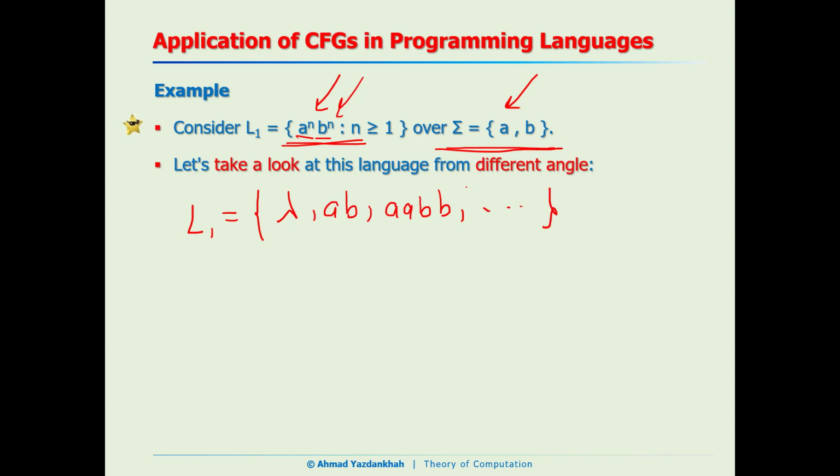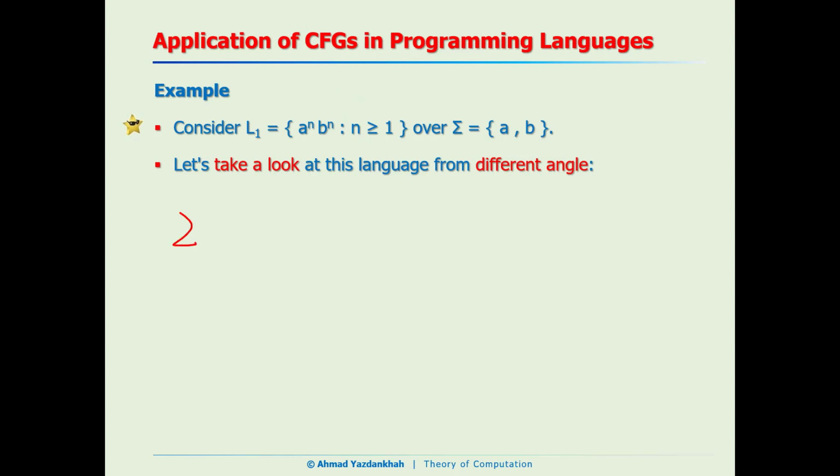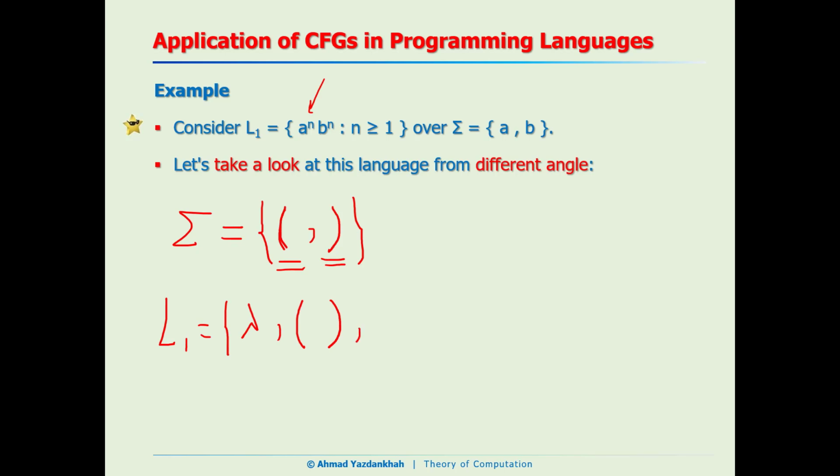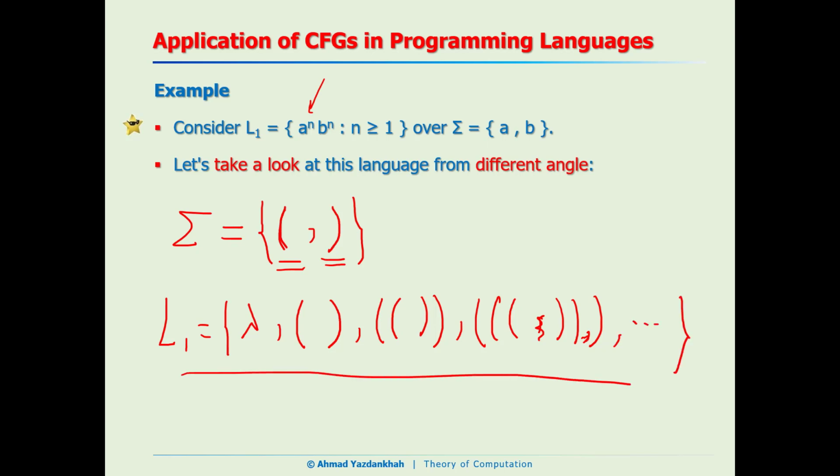Now, if I change this alphabet to something else, let's see what would happen. I would like to change these to left parenthesis and right parenthesis. So we can substitute any symbol here, right? Let's see, based on this alphabet, what this language looks like. Lambda, left parenthesis, right parenthesis. What else? Left, left, right, right. Oh, very interesting. You see? And so forth. What language is this? Very interesting. It looks like the nested parentheses that are used in almost any programming language.